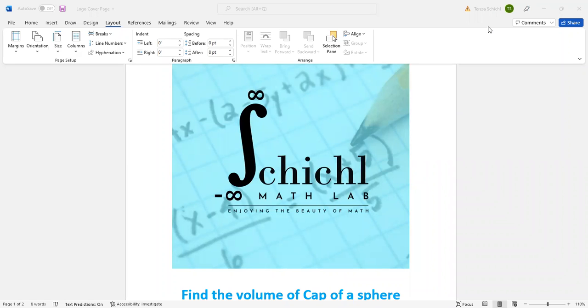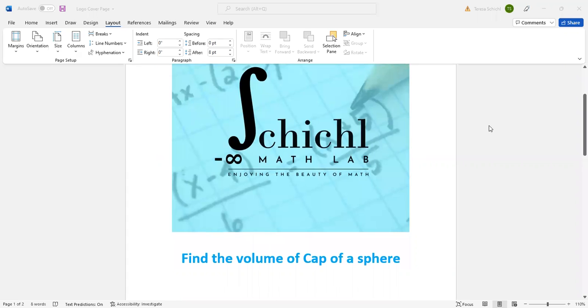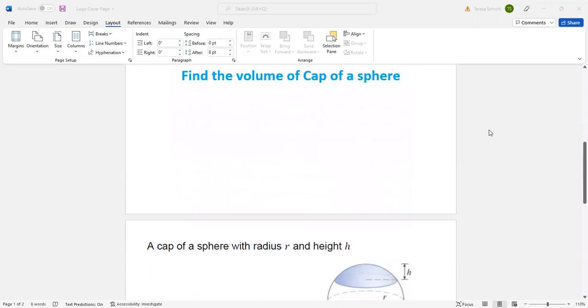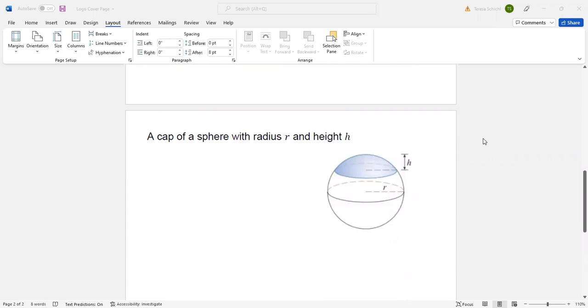In this lab section, we are going to take a look at how to find the volume of a cap of a sphere. So here we have the sphere, and we have the cap on the top of it. The height of this cap is h, and the radius of this sphere is r. So we are looking for the volume on the top here.